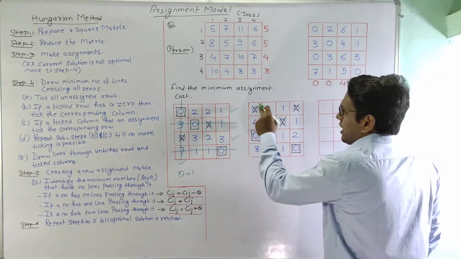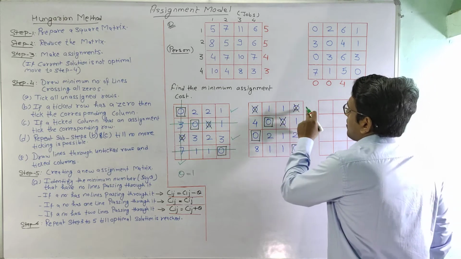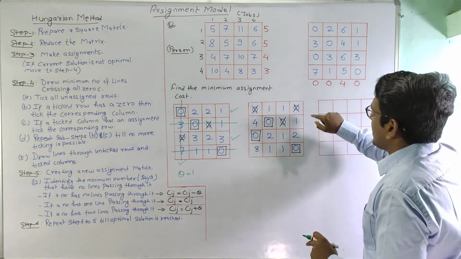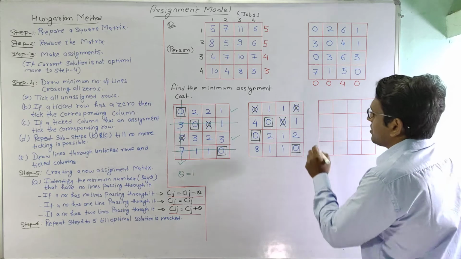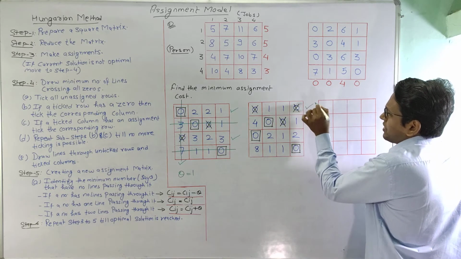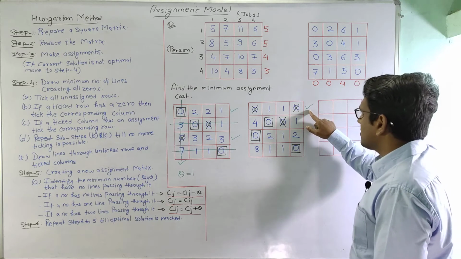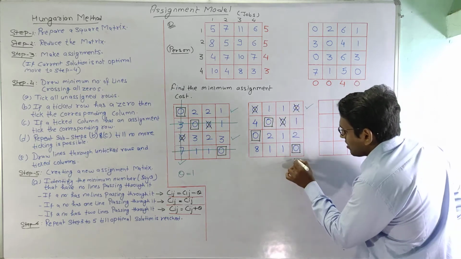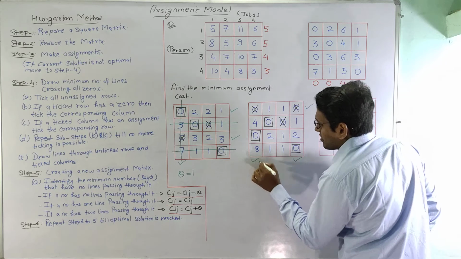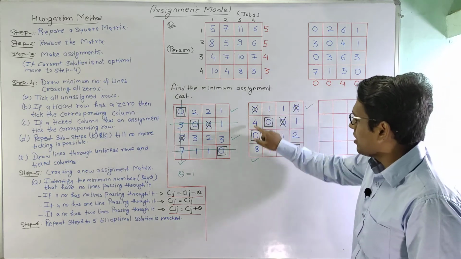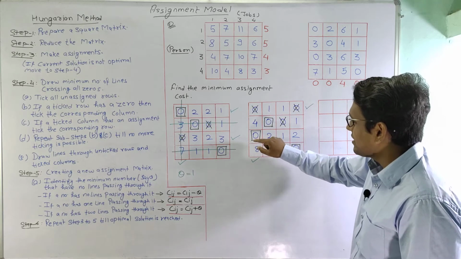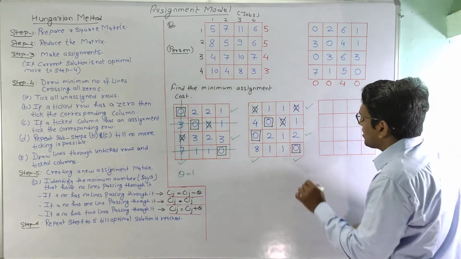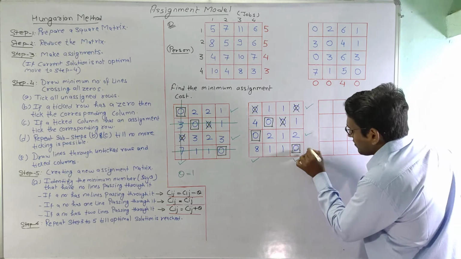To draw the minimum number of lines, we need to follow certain steps. The first step is to take the unassigned row. This is the only unassigned row. Now if this row has a 0, then take the corresponding column. We can see that there are 2 zeros, so we will tick both the columns. Now if this column has an assignment, take the corresponding row. This column has an assignment, so we will take this. Similarly this column has an assignment, so we will take this row.